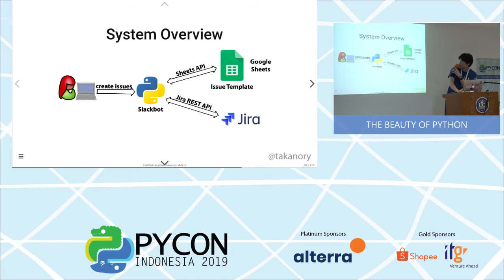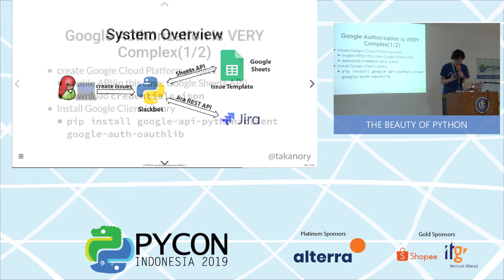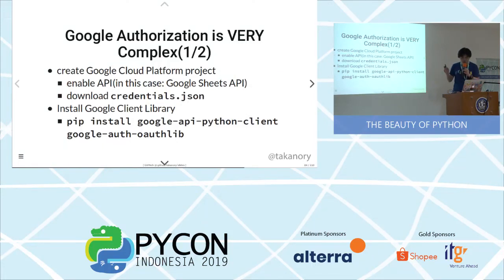This is an overview. I send a create issues command and the Slackbot gets the issue information template from spreadsheets, and then the Slackbot creates several issues with the JIRA REST API. Great. And at first, if you need to contact Google APIs, we need Google authorization, but Google authorization is very complex. Please check it, because I have no time.